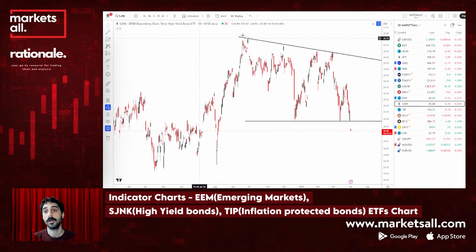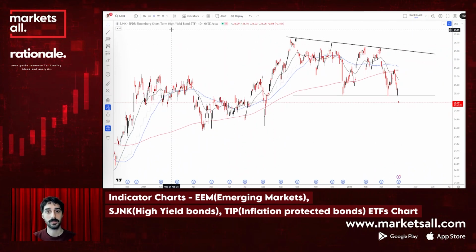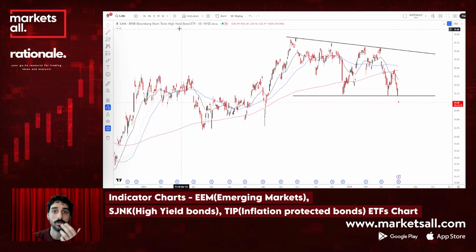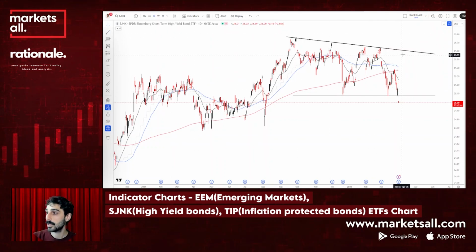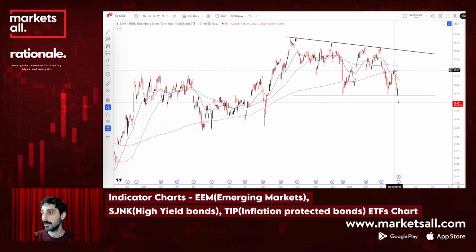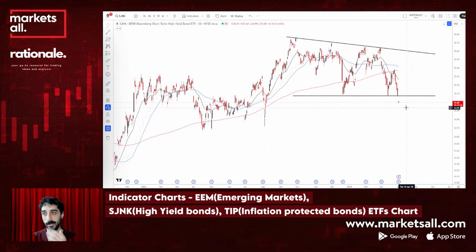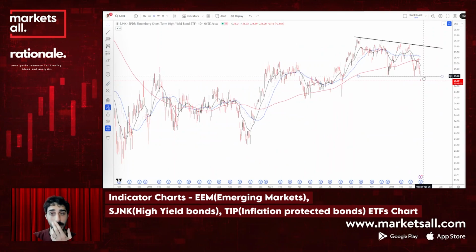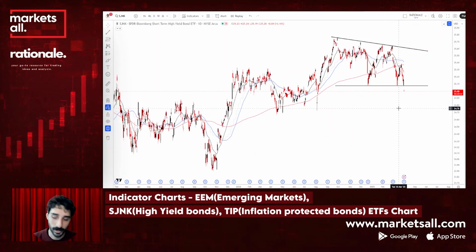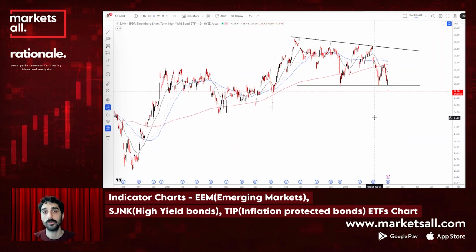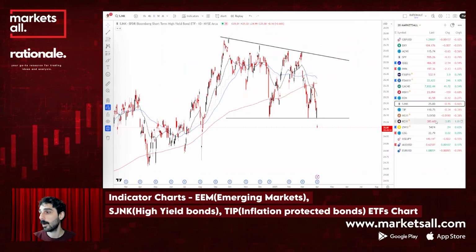Same here, the high yield junk bond ETF. When there's a high yield bond ETF, that means it's more risky. As you can see, with the current risk-off environment, there's a huge sell-off from here and it's broken down right now. And I think this might be a good opportunity, also a good indicator to monitor the current situation, the current market environment.